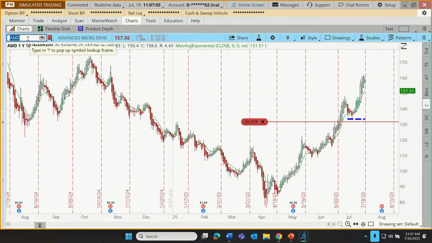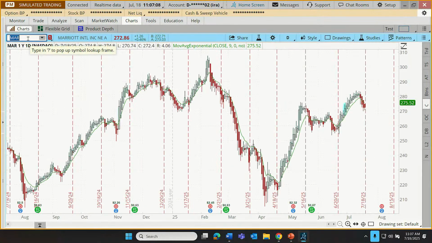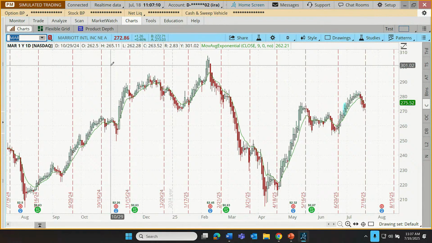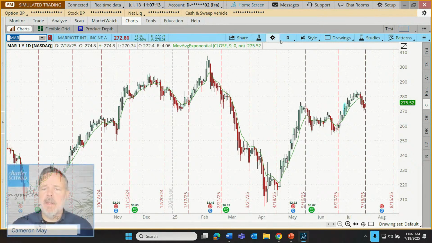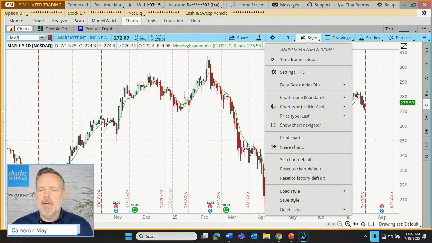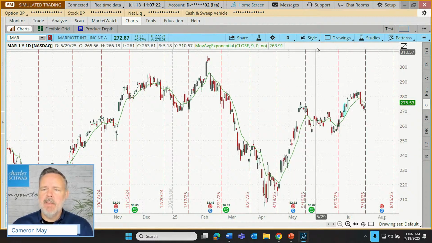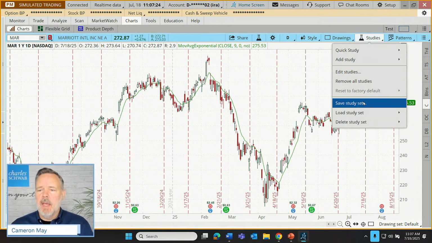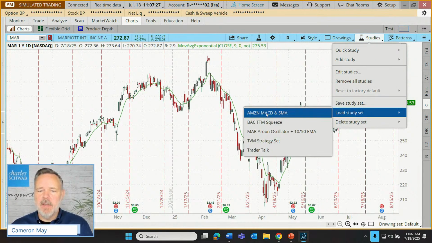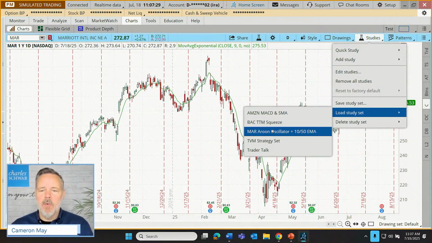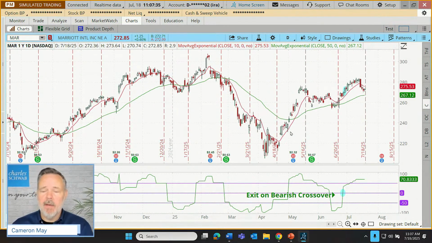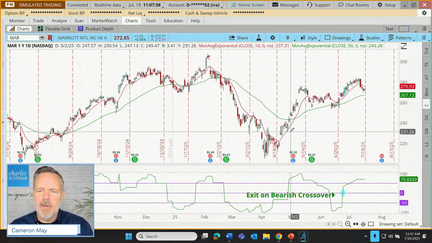Here was the technical setup for that trade. First thing is we use traditional candles. We also used a different set of technical studies. So let's switch our style here from a Heikin Ashi candle to just standard candles. Then we're going to come up to our studies and load up our study set that we saved for MAR. So this was our Aroon oscillator plus a 10-50 crossover EMA approach. There we are. Basically, just to revisit this, here was the logic of the trade.